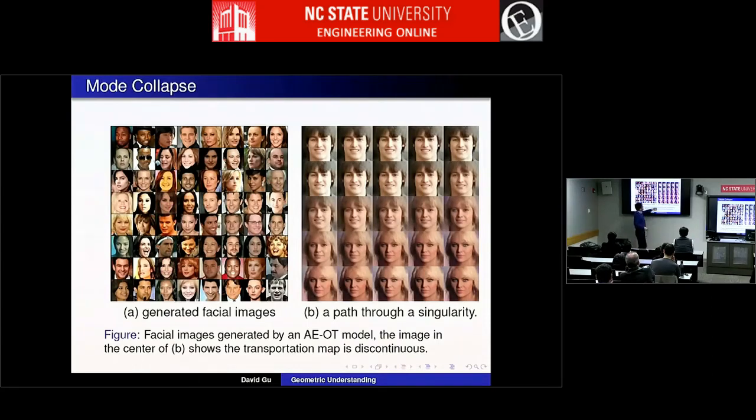But in the middle, you see some face with one eye blue and one eye brown. So we believe this is a really rare case on the boundary of the human face manifold. This shows that this line segment crosses the singular set in the latent space. So this gives you a real example to support our argument.